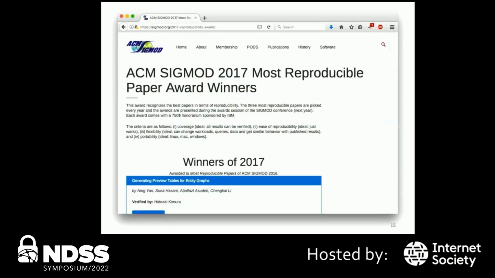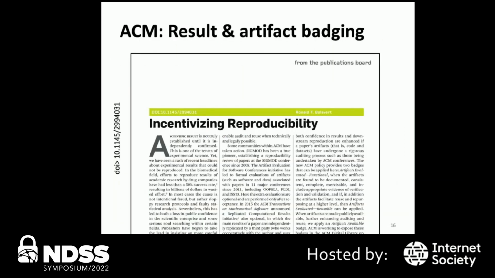Right? Other conferences, people start getting awards, right? Best artifacts, distinguished artifacts. ACM SIGMOD had a most reproducible paper award, right? I'm not quite sure how you judge most reproducible, but they had such an award, right? And as different communities started inventing this for themselves, eventually it goes up a level of the organization. And in 2016, ACM came up with their own standard for badging, right?